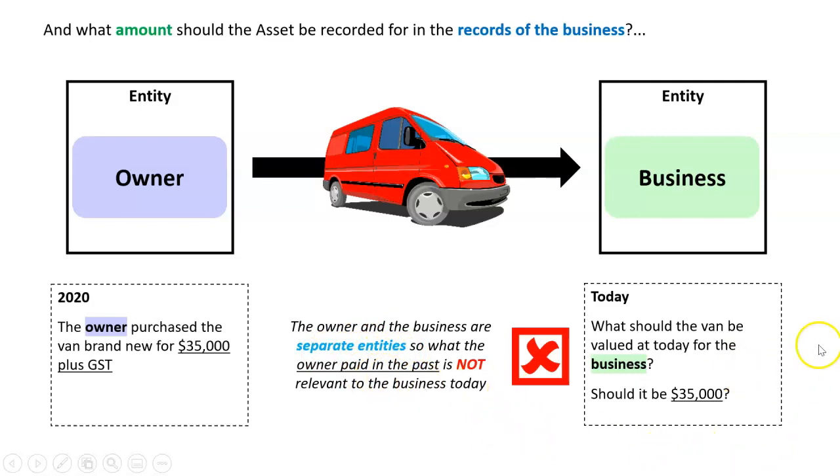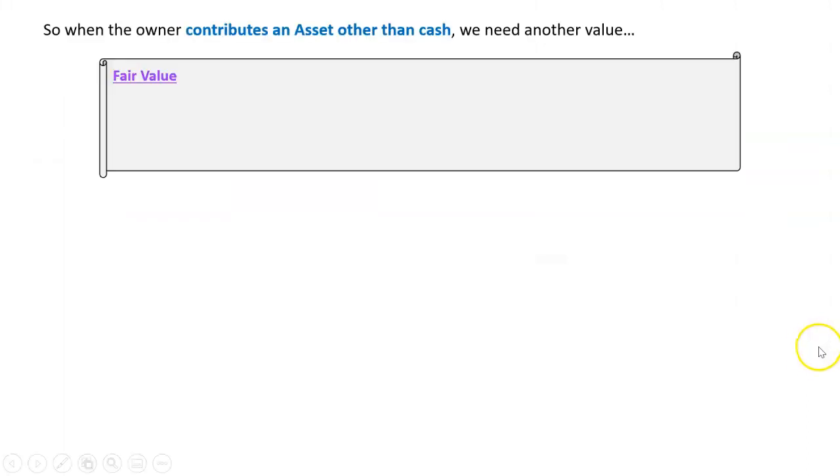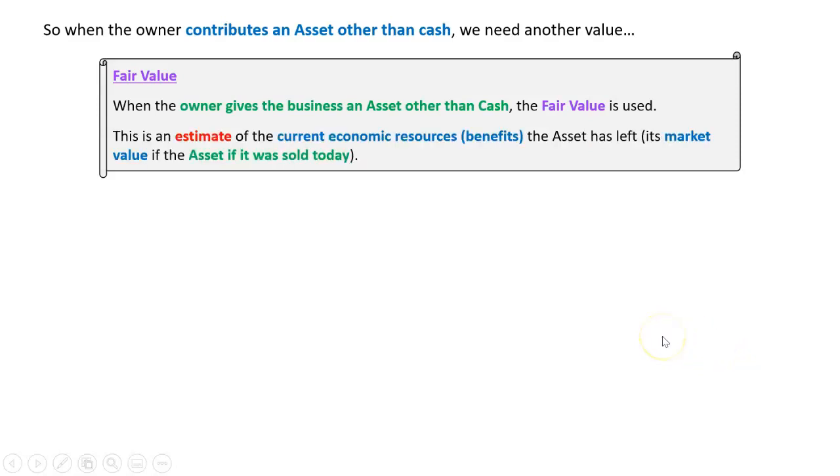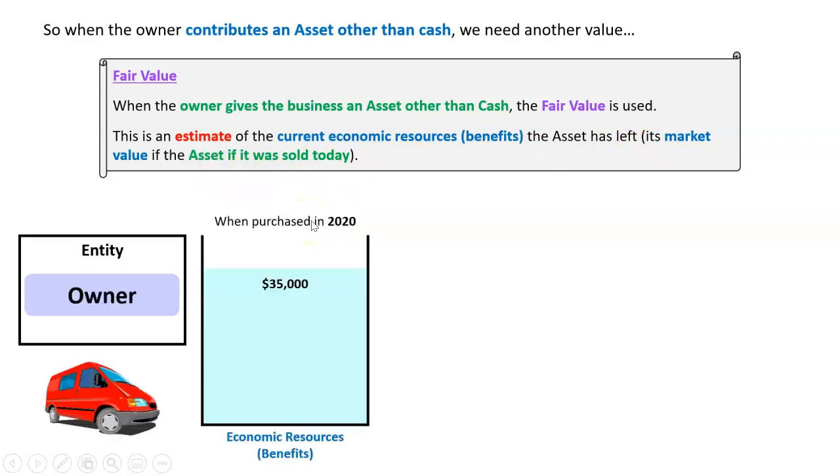So if we're not going to use that amount, we need another amount, and that amount has a name. It's called the fair value. When the owner gives the business an asset other than cash, we're going to use the fair value, and it's an estimate of the current economic resources or benefits the asset has left, which, if you want to think about it, is basically its market value if the asset was sold today.